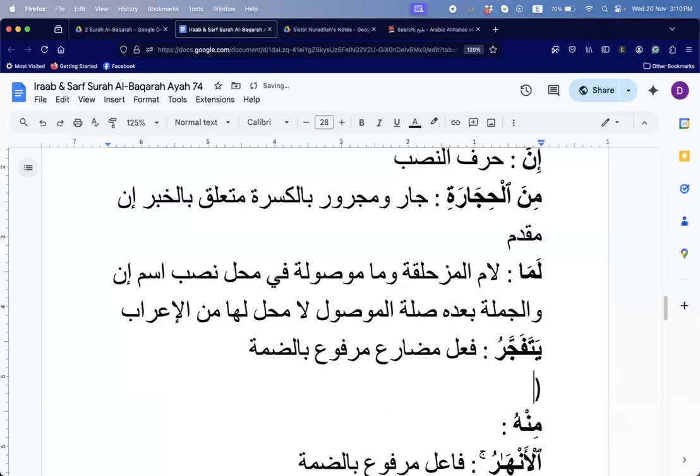The sarf for yatafajjar: fajara, tafajjara. It is from the family of six or seven sisters. What is the marker of this family? Ta and shadda, yes, family five. Tafajjuran. Tafajjaro, yatafajjaru, tafajjuran, fahuwa mutafajjirun.